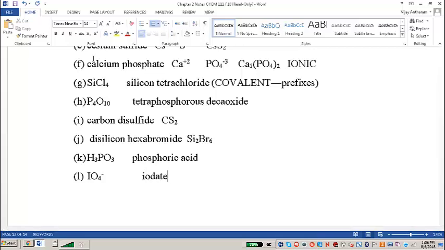IO4 minus is the iodate ion. Right? Iodate ion. I don't know if this is in your flashcards or not, but this is the iodate ion.